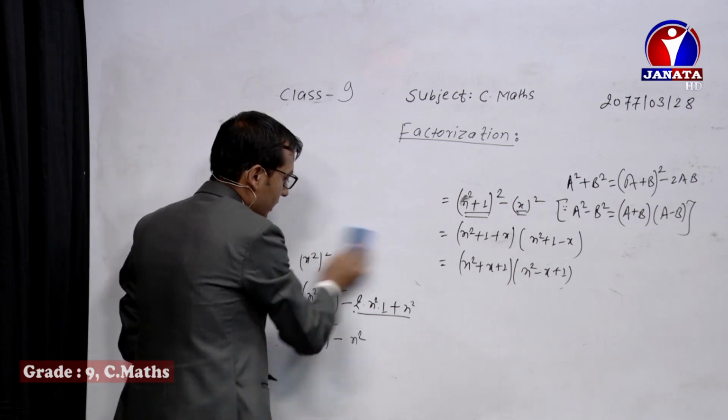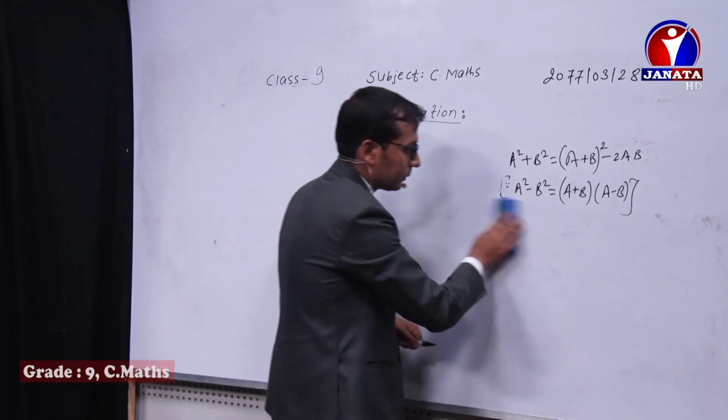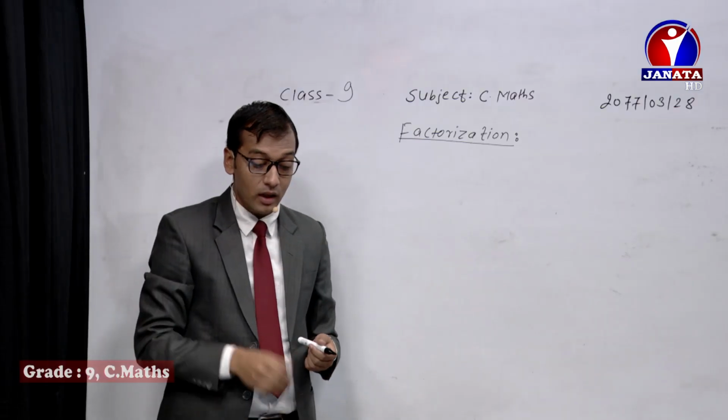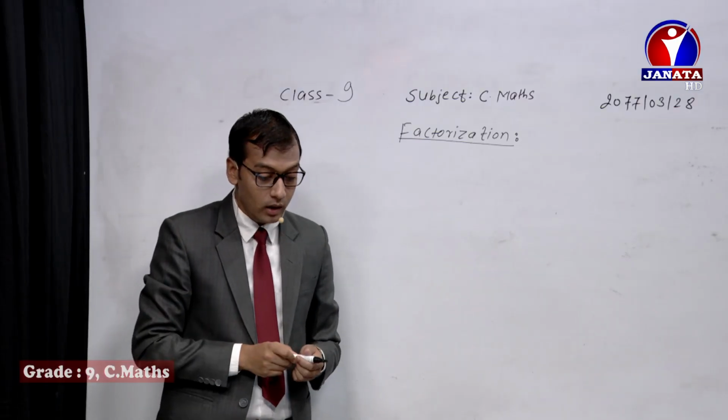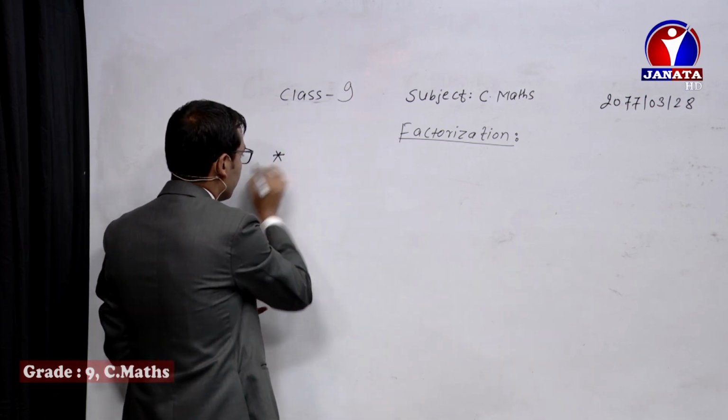So let's take the next example for factorization. Here today we are discussing factorization based on the two formulas a square plus b square and a square minus b square. So let me write the next example here.